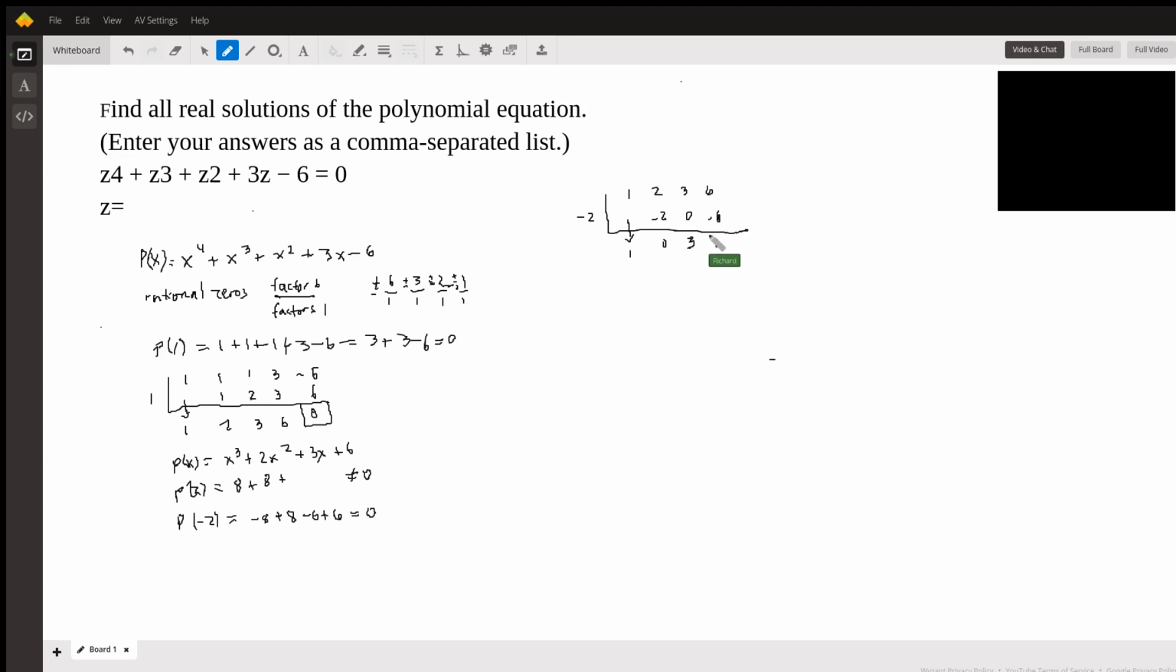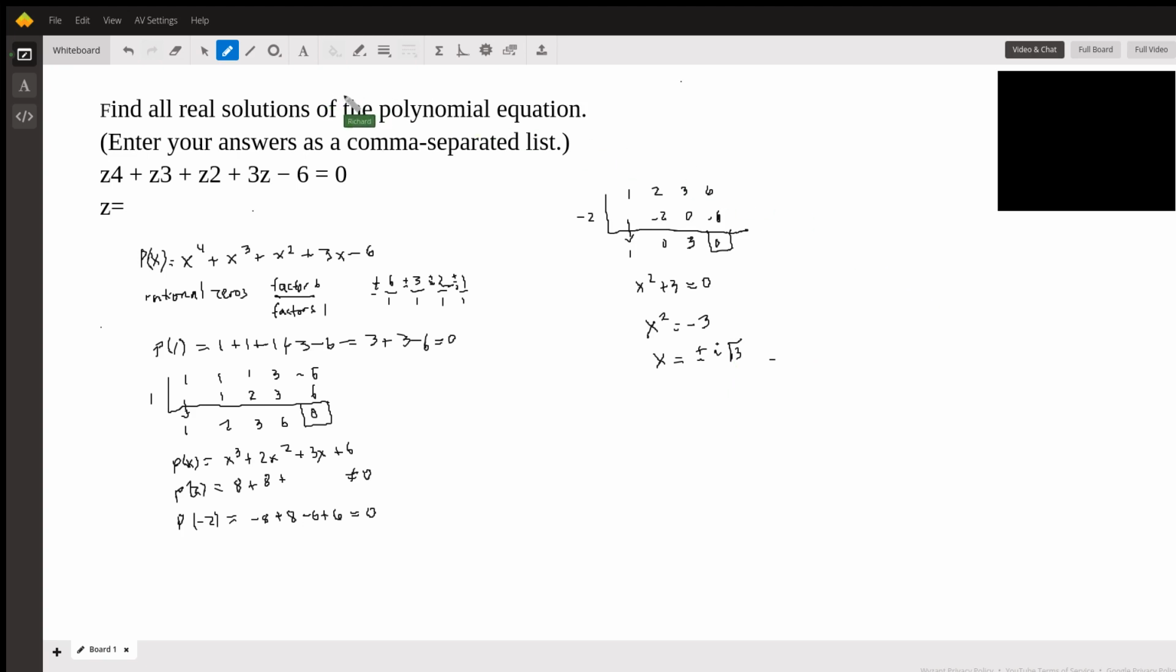And so that gives us another reduced polynomial. And this is going to be x squared plus 3 equals 0. And we'll finish this off. x squared equals negative 3. So x is going to be plus or minus i root 3.